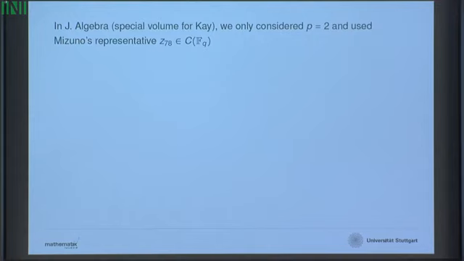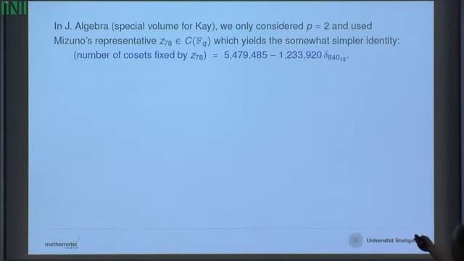Now, in the paper that I wrote, which just appeared in the articles in press in the Journal of Algebra, and it's for the special volume for Chi as well, I looked at the case p equal 2, and I didn't take Mizuno's Z77, but there's another representative in this class which he calls Z78, because there's a slightly simpler relation. The other sign doesn't occur in there. You just get this identity.